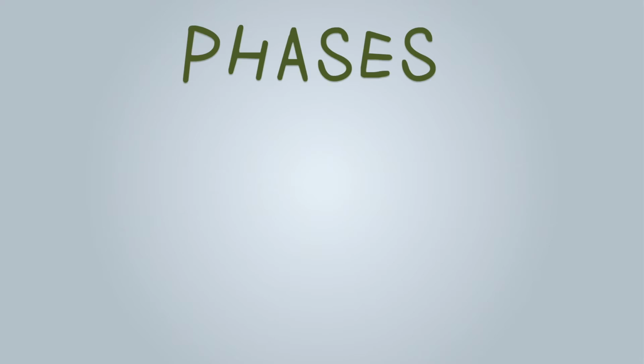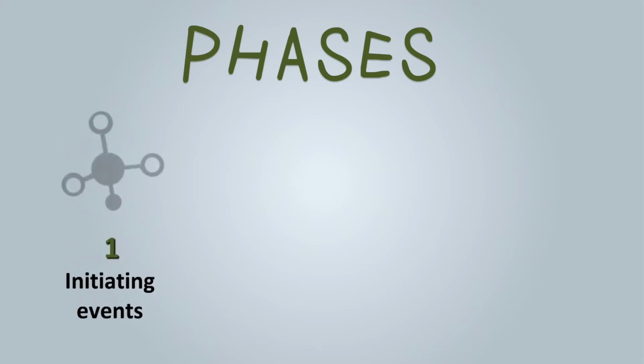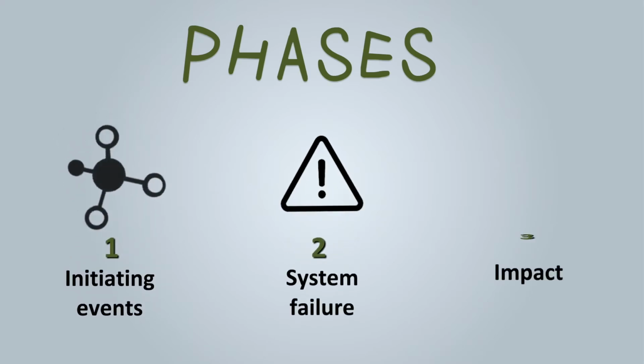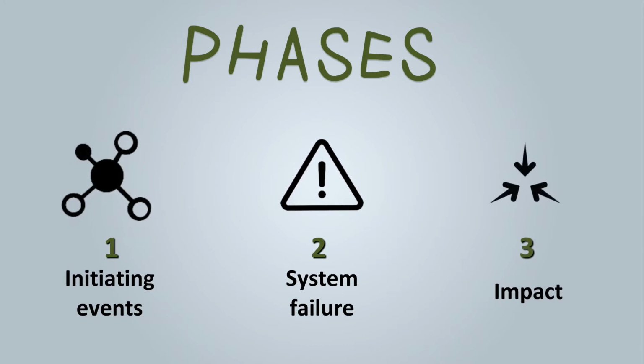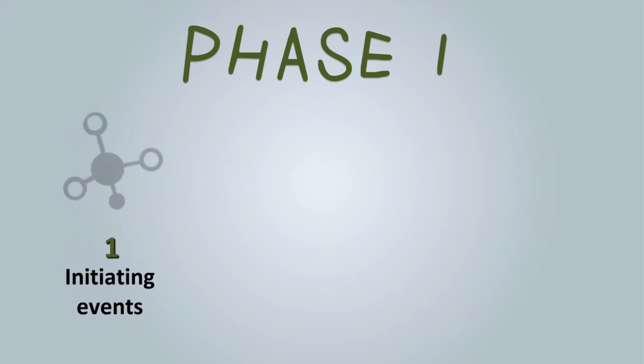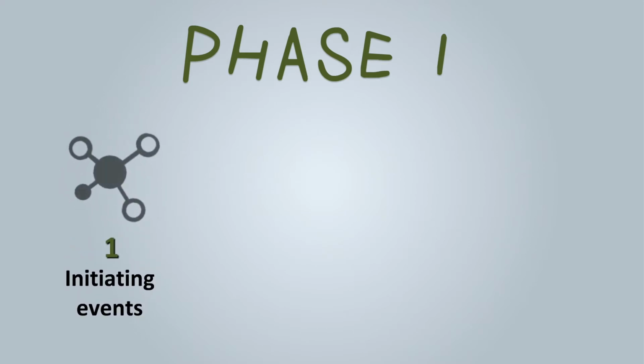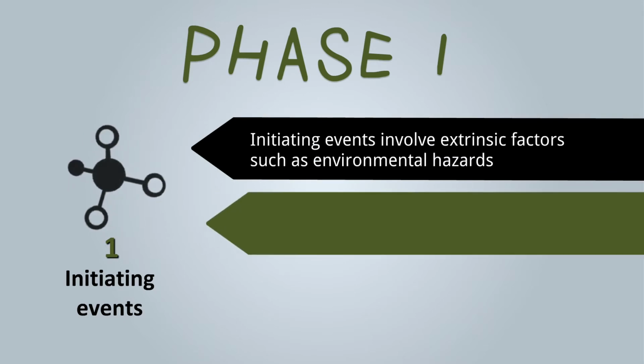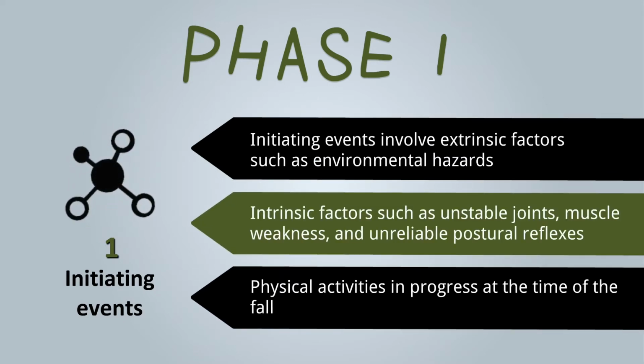There are 3 phases in falls, namely initiating events, system failure, and impact phases. In phase 1, initiating events involve extrinsic factors such as environmental hazards, and also internal factors such as unstable joints, muscle weaknesses, and unreliable posture reflexes. Physical activities are in progress at the time of the fall.